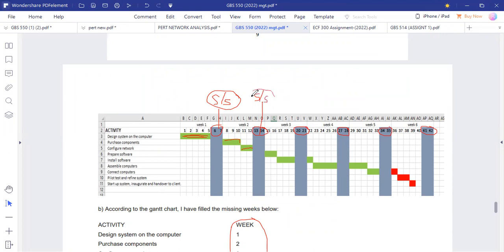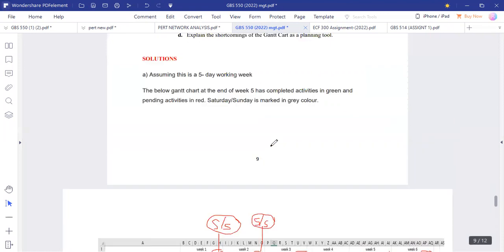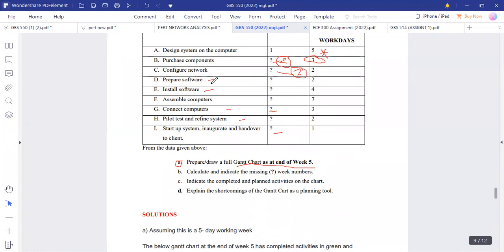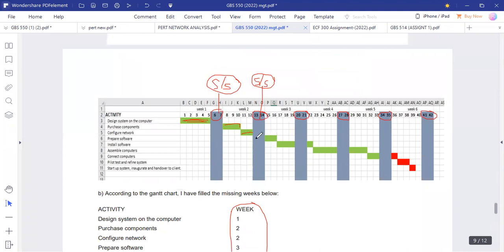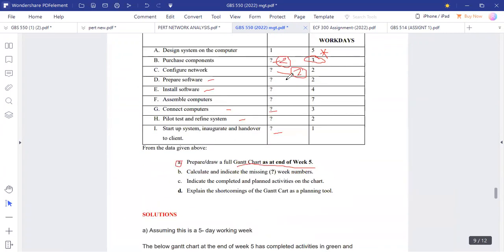So we can now go for the other one. What is happening is we can now go for prepare software. When preparing software, it's 2 days. So let's check where the 2 days will be. On preparing software, it's only 2 days, so we are just doing Monday and Tuesday. So this is week 3 now. Okay, so prepare software is week 3. That's where you put week 3 here. So that's where the 3 is coming from.